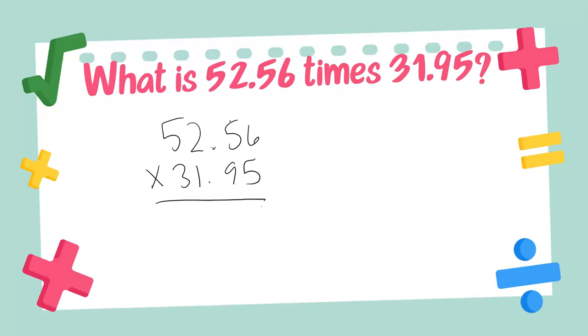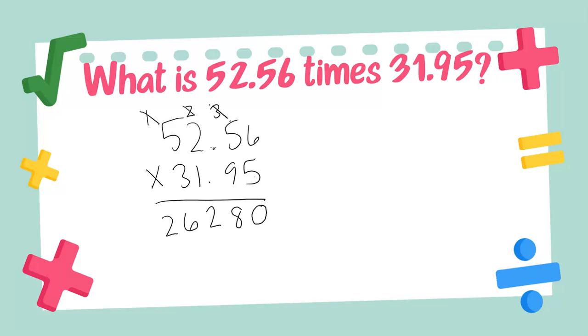5 times 6 is 30, so we put down the 0, carry the 3. 5 times 5 is 25, plus 3 is 28. Put down the 8, carry the 2. 5 times 2 is 10, plus 2 is 12. Put down the 2, carry the 1. 5 times 5 is 25, plus 1 is 26.